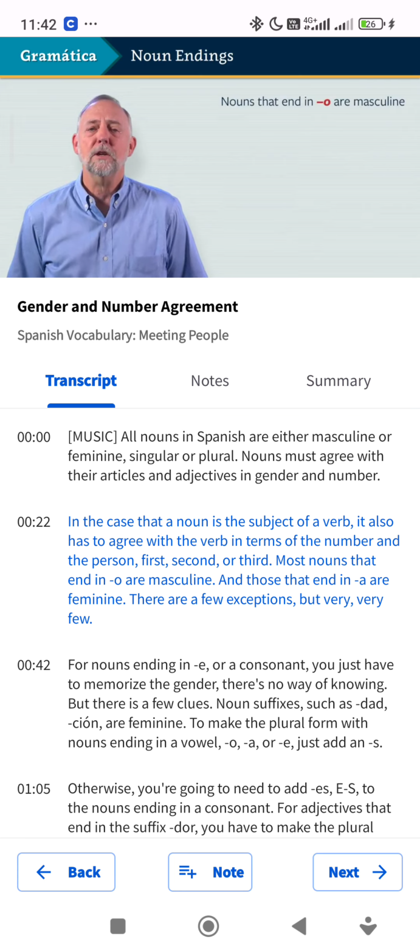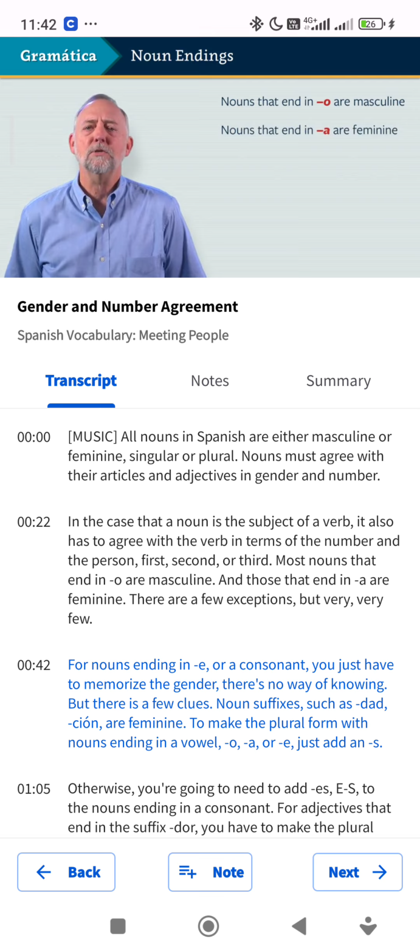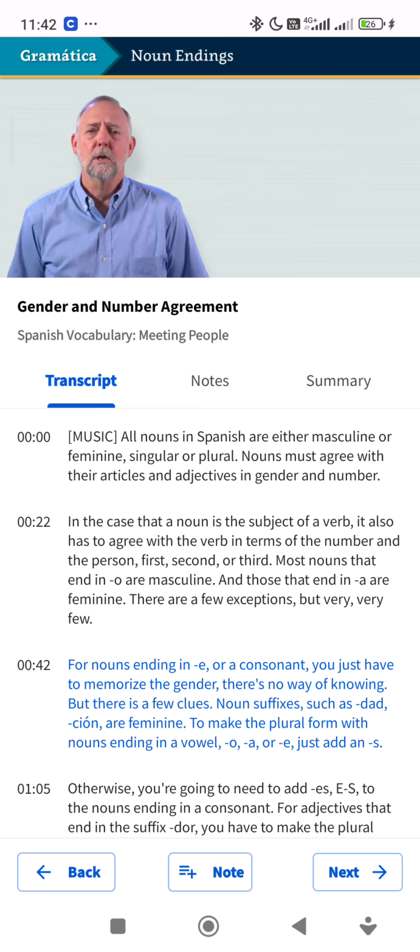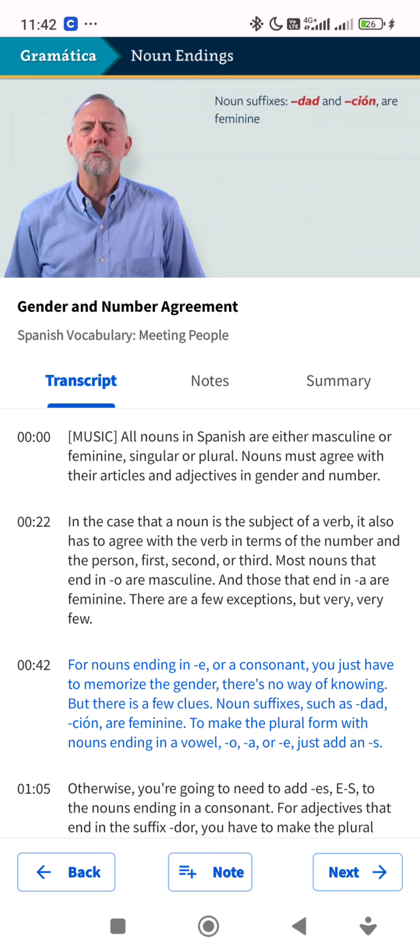Most nouns that end in o are masculine, and those that end in a are feminine. There are a few exceptions, but very, very few. For nouns ending in e, or a consonant, you just have to memorize the gender. There's no way of knowing. But there are a few clues. Noun suffixes such as -dad and -sión are feminine.